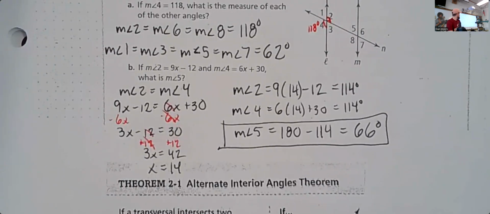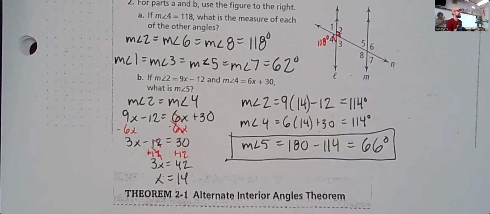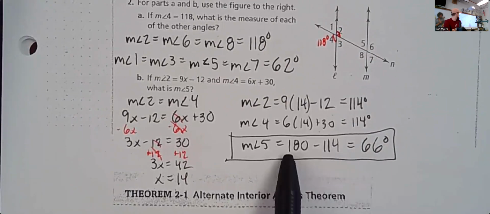Question for you. What is the relationship called between angles 2 and 5 in that diagram? 2 and 5? 2 and 4, yeah. 2 and 5 is one that we just learned on the last page. Bottom of the last page. There it is. Same side interior angles. Nice. And they are supplementary. They have to add up to 180. 66 plus 114 equals 180.